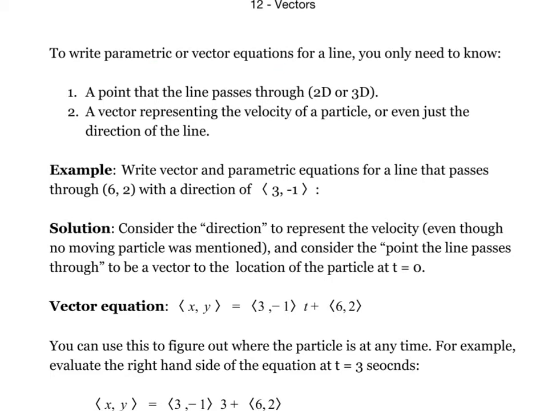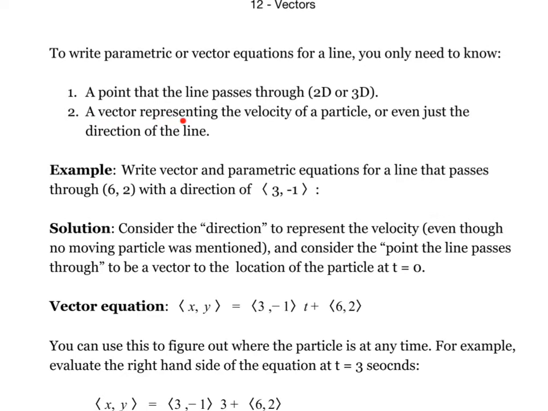To write a parametric or vector equation for a line, which is a way of writing a line equation in 3D or 2D, but really the best way to do it in 3D, you need to know the coordinates of a point that the line passes through, whether this is two-dimensional or three-dimensional. Just as you have in the past, it's helpful to know where the line goes. So if you have the coordinates of a point the line passes through, that's going to be very helpful for both parametric and vector equations.